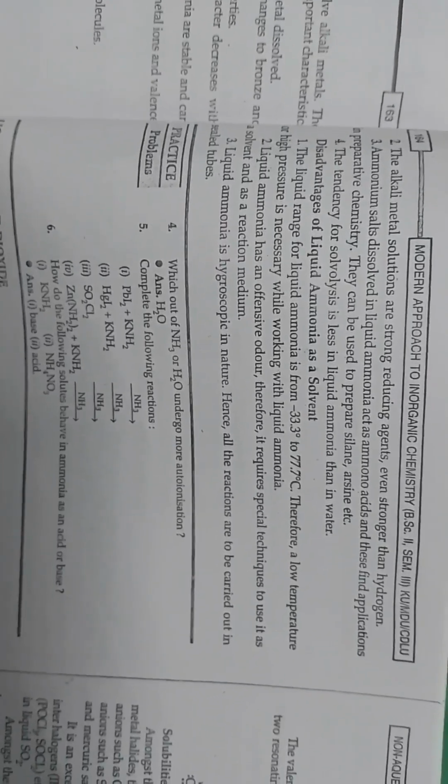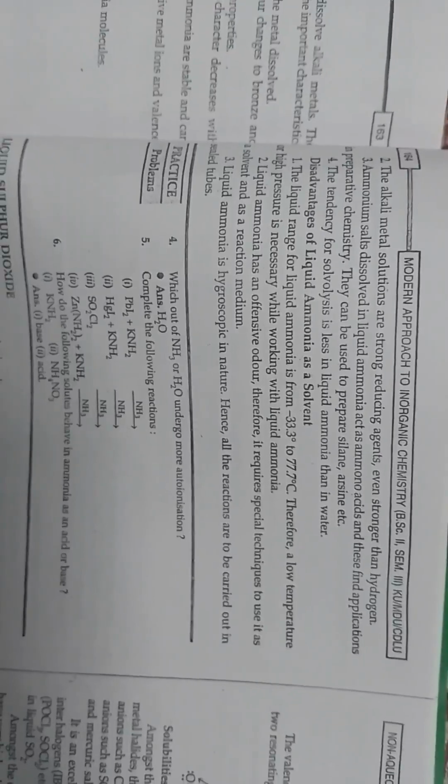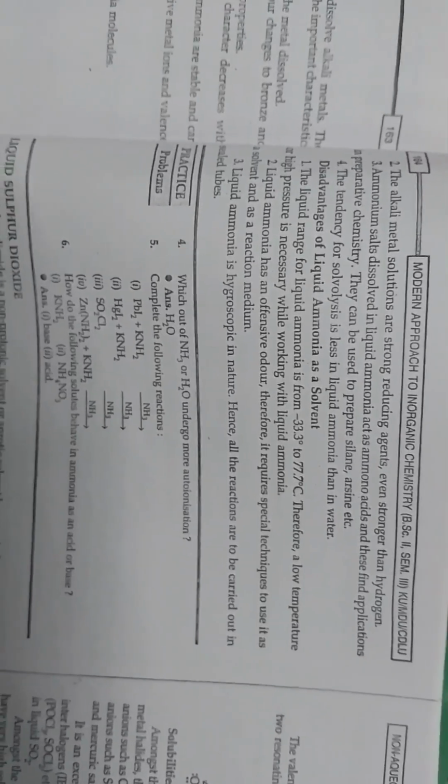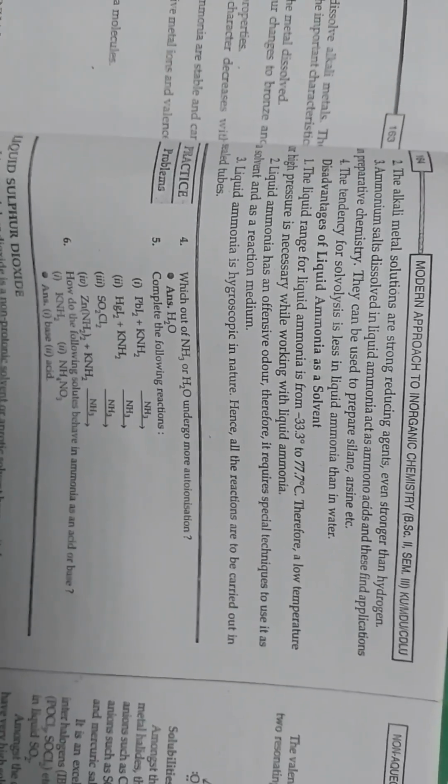Number 1. The liquid range for liquid ammonia is from minus 33.3 degrees Celsius to 77.7 degrees Celsius. Therefore, a low temperature or high pressure is necessary while working with liquid ammonia. Number 2. Liquid ammonia has an offensive odor. Therefore, it requires special techniques to use it as a solvent and as a reaction medium. Number 3. Liquid ammonia is hygroscopic in nature, hence all the reactions have to be carried out in sealed tubes.